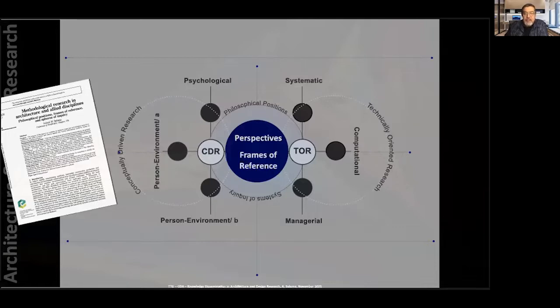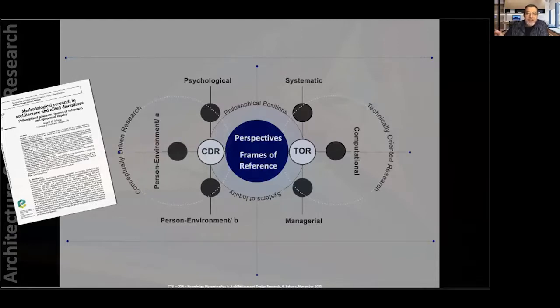The conceptually driven research or perspective has two key frames of reference. They are psychological, trying to look at the psychology of designers, how designers think, design cognitions, design thinking, and all of these areas of inquiry. And then person-environment research. And here I'm classifying person-environment research in two typologies, or in two types. One type that is integrated with the design activity, and one type which relates to advancing knowledge in the area.